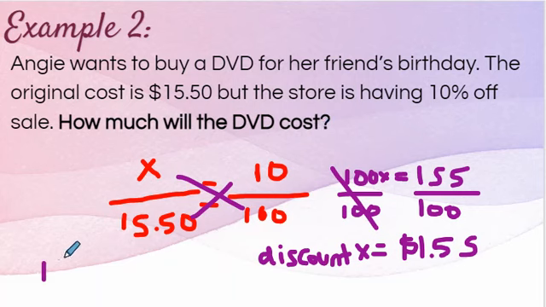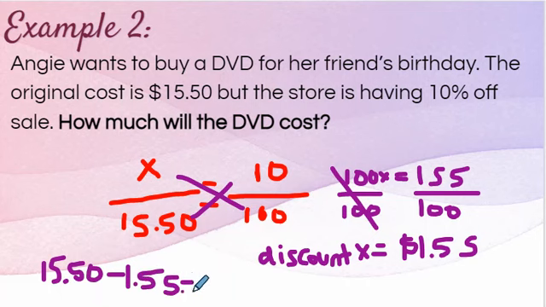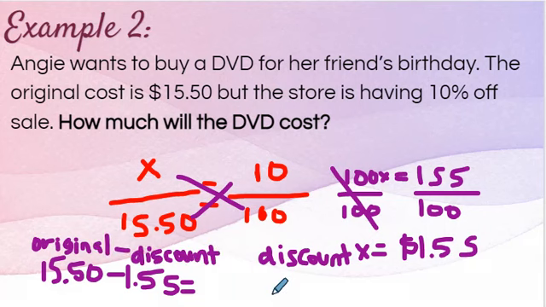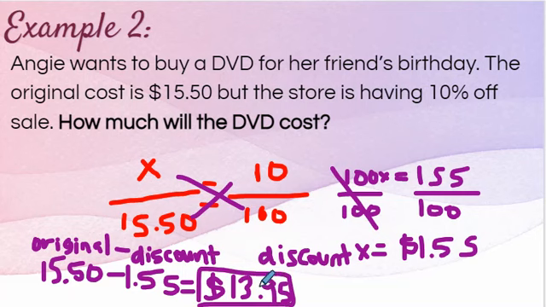So we're gonna take the original, the $15.50, and we're gonna subtract the $1.55. Okay, so we're doing original minus the discount. When I do that, I should get $13.95. And as a way to check, you can say, well, was that less than the original cost? $13.95, was that less than the $15.50? Yes. It should always be less if we're trying to figure out the sale price or how much something costs after the discount.